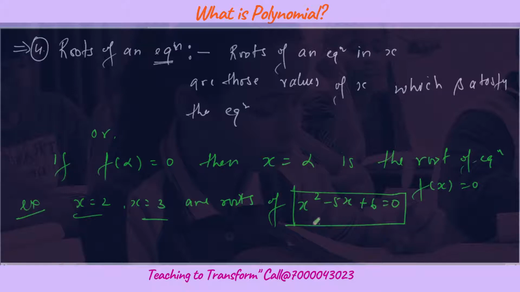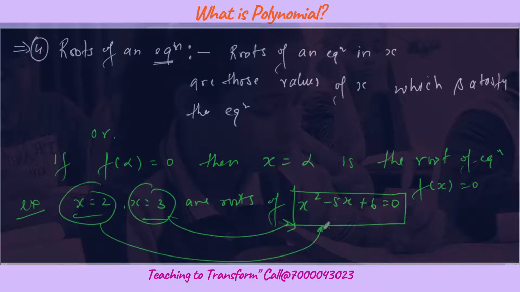So this is one example, because once you replace x with 2, the left hand side and right hand side will be equal. Once you replace x with 3, so x is equal to 2 or x is equal to 3 is going to satisfy the given equation. This is the reason these x values are the roots of the equation. So these are the topics I wanted to discuss with you.